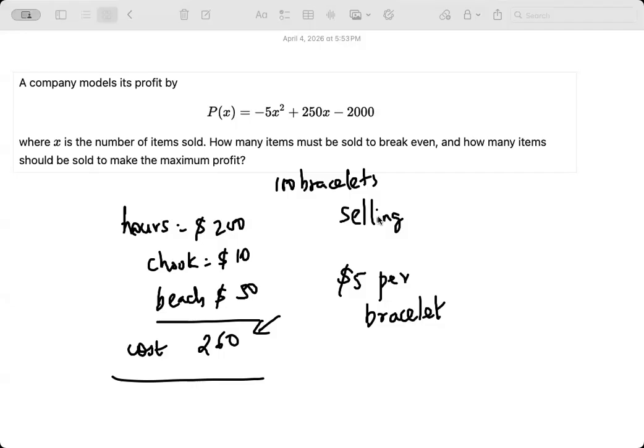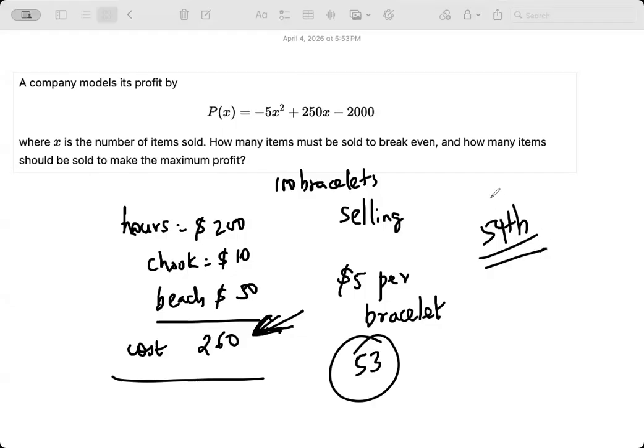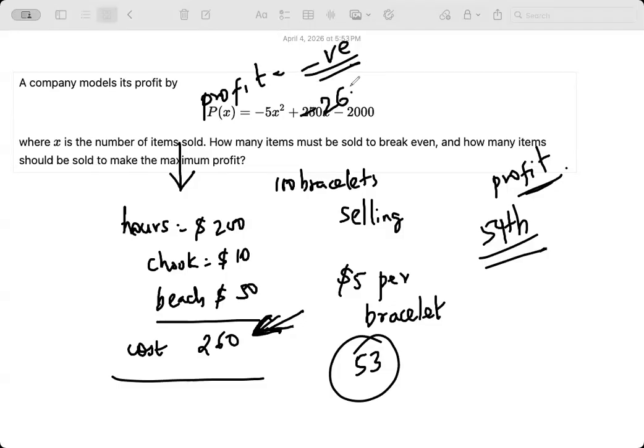53. Maybe 50, 53. Correct. Good job. So 53 bracelets I will sell to achieve my cost. The 54th bracelet only starts getting me profit. Meaning, at this point, before selling, my profit is negative. My profit is completely negative. How much is it? Minus $260 is my profit. Everything is a loss. I start selling the bracelets for $5. When I sell the 53rd bracelet, I break even.